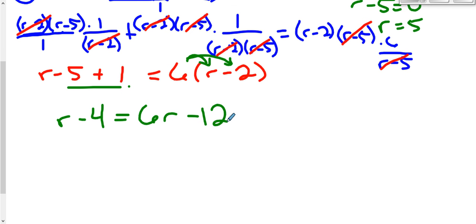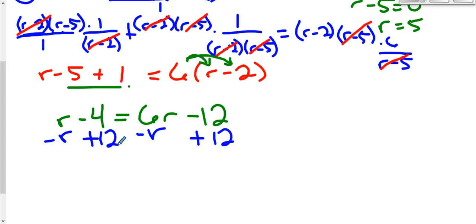Now all I have to do is get all of my numbers on one side and my r's on the other. It doesn't matter which way I move things. I'm going to go ahead and move my r's to the right because that's where they'll be positive, so I'll do minus r to both sides. And in the same motion, I'm going to move all my numbers to the left. So I'm going to add 12 to both sides.